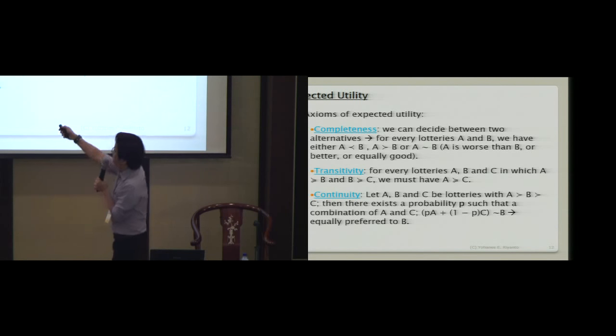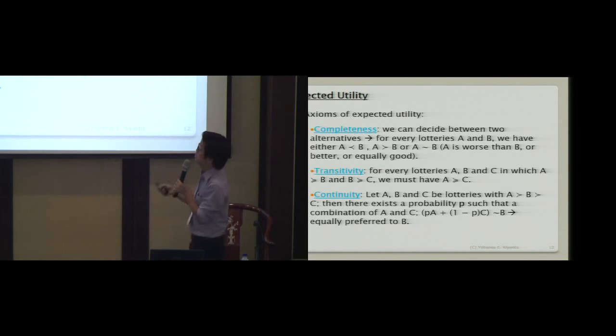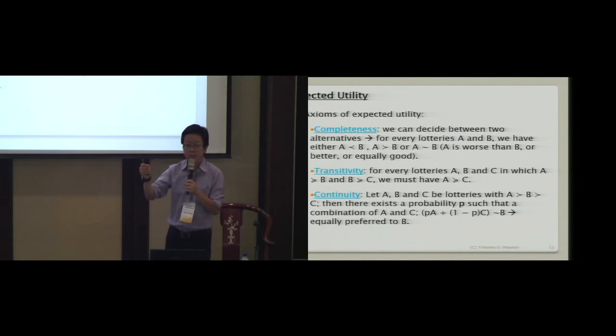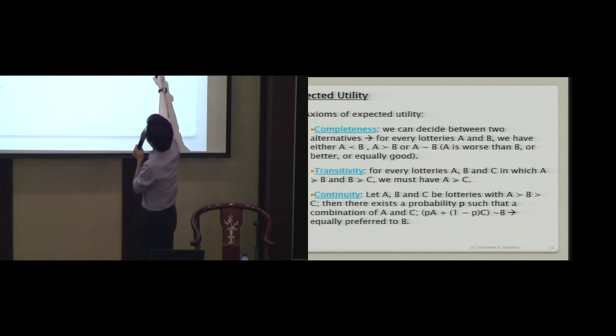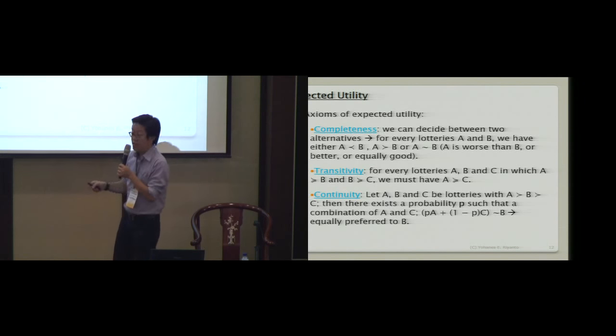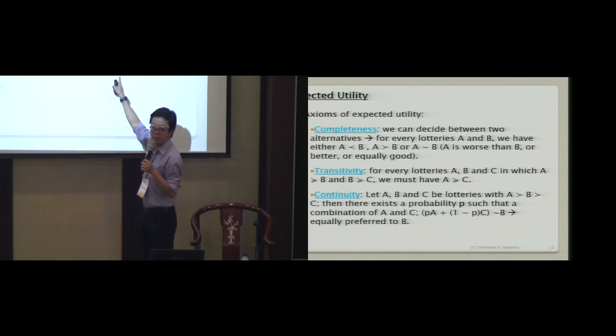Okay, so the first one is completeness. If you have 3 lotteries, A, B, and C, you can always say whether you prefer A to B, or prefer B to A, or you are indifferent between A and B. Transitivity means that if you prefer A to B, and you prefer B to C, you will prefer A to C. And continuity means if you have 3 lotteries A, B, and C, and you prefer A to B and B to C, then you can construct a probability P such that if you combine lottery A and lottery C, you will be indifferent with lottery B.